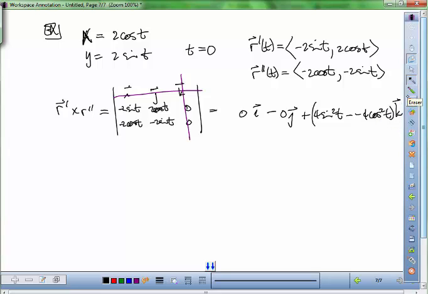So essentially what you have here is a vector that's only in the k component. Now, does that make sense? Yeah, because the other two vectors are flat on the xy plane, and so your cross product, which is perpendicular to them, has to be just going up in the k component. All right, and this could be simplified to 0, 0, 4. Is that right? So that's your r prime cross r double prime.